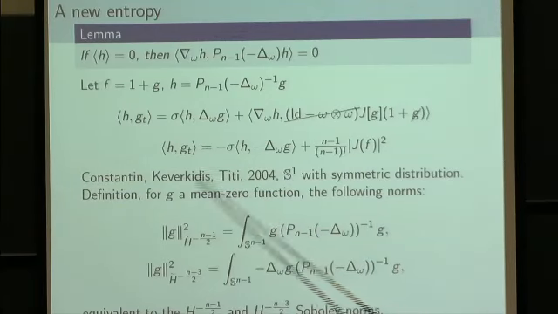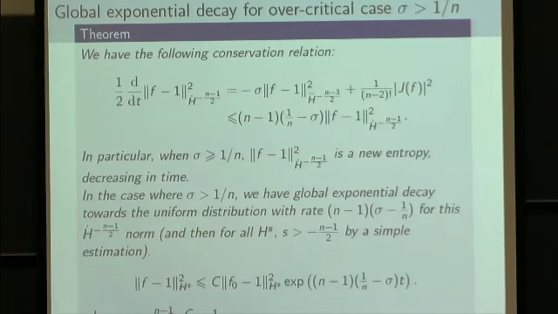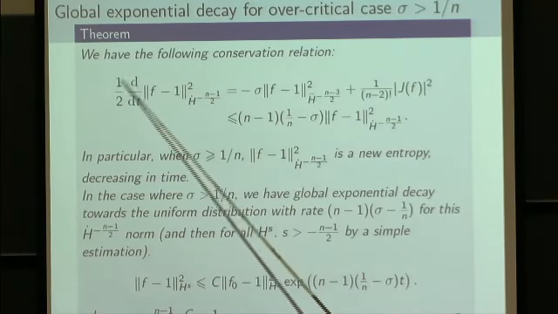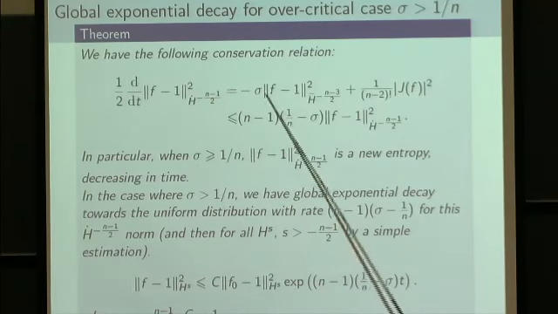It defines a sort of negative Sobolev norm. The norm is defined this way, and this is defined this way. Then we end up with a sort of entropy. All right. So this is the entropy that we have here, and the dissipation is computed over here.